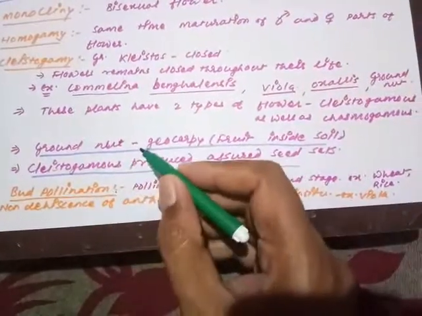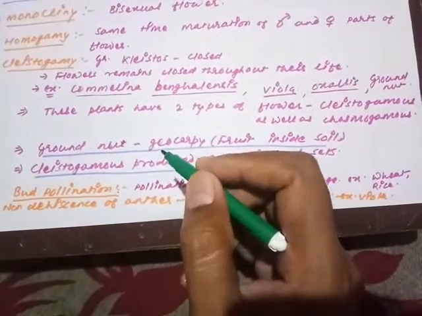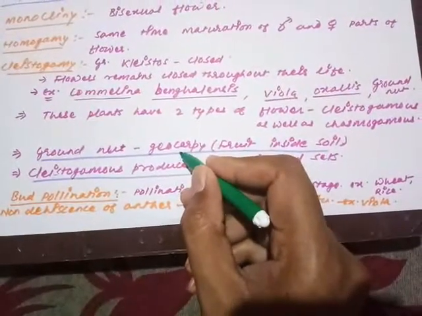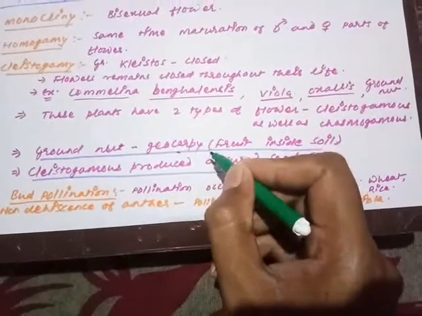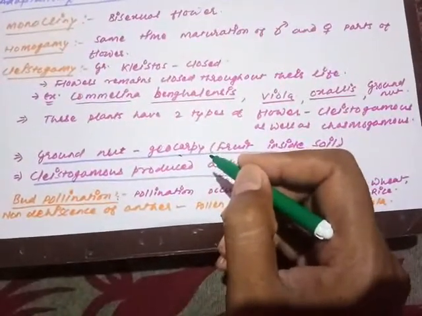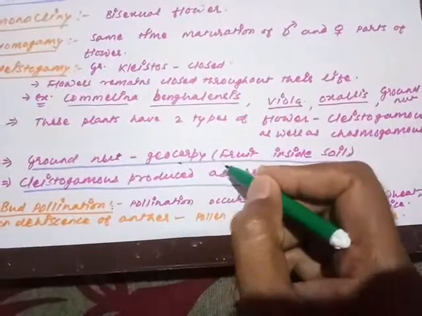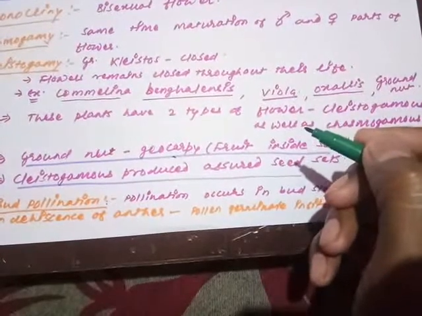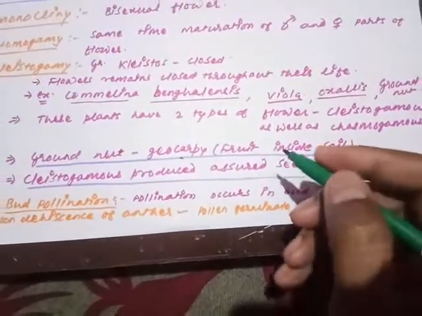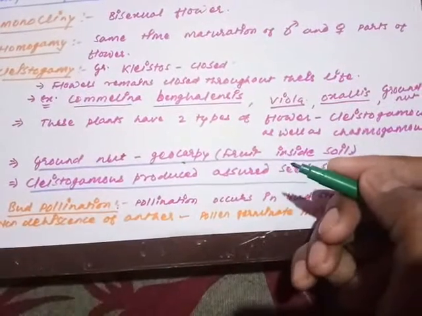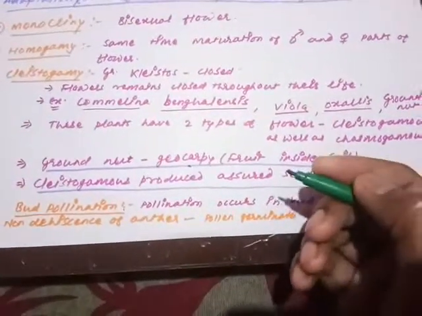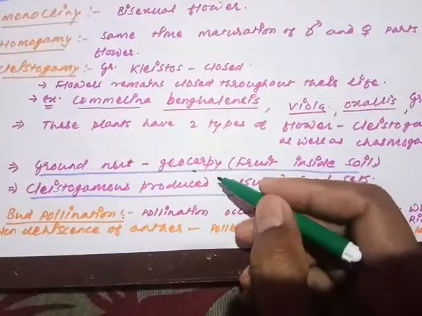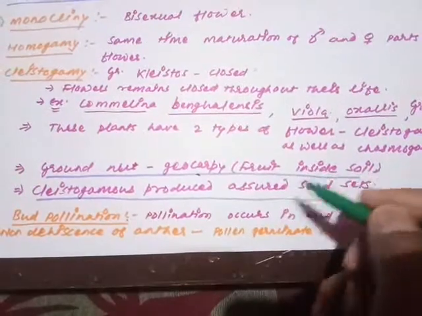I am going to discuss one very important point about the groundnut. Groundnut ensures cleistogamy also, and a very important point we are going to discuss is geocarpy. Geo means earth, carpy means fruiting. So geocarpy is the process of producing fruit inside the soil only. You have observed that the fruits or seeds produced in groundnuts are called groundnuts because they are produced inside the ground. So groundnut shows geocarpy. Is it clear? Whenever a fruit is produced inside the soil, that situation is called geocarpy.